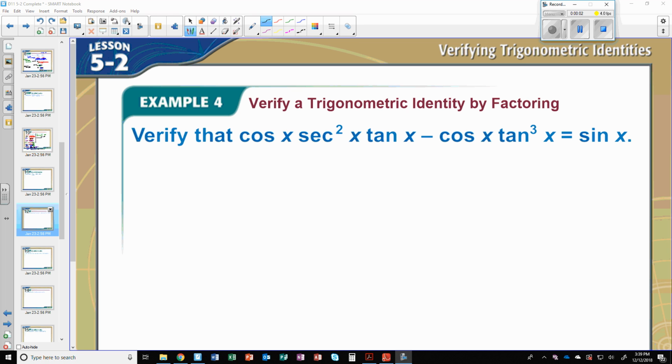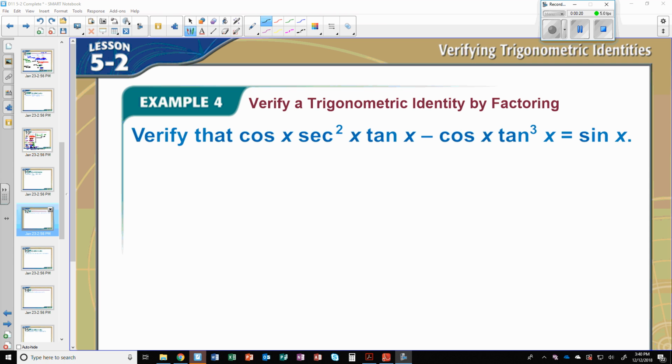Example 4. Verify the trigonometric identity by factoring. So we want to verify all this. Now remember, we always start on the complex side, so it is very easy to see that the left side is definitely the most complex.